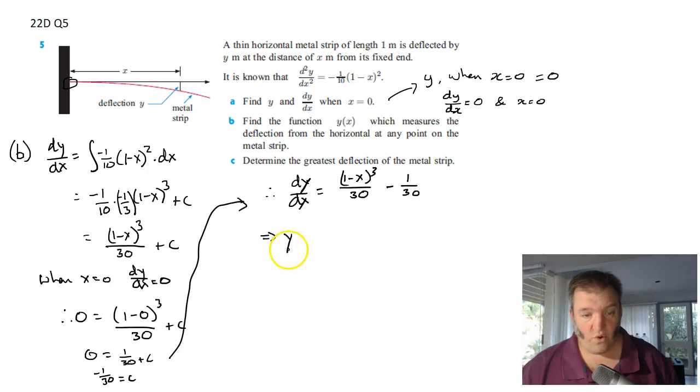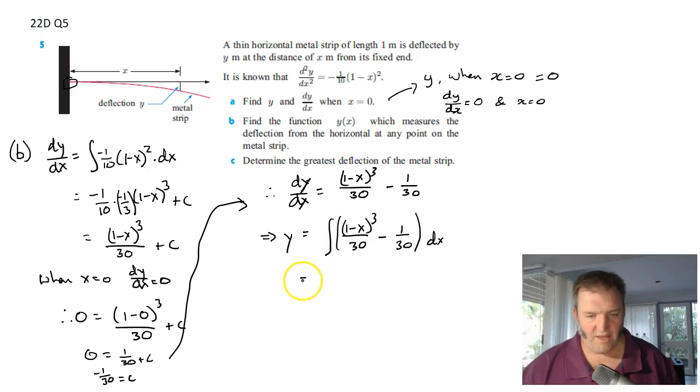Now I want to go ahead and find y. What am I going to do? It's the same procedure again, isn't it? Do the integral, figure it out from there. So y is going to equal the integral of 1 minus x all cubed over 30, minus 1 over 30, in terms of x. It's good to have the brackets around it there. Go ahead and integrate again.